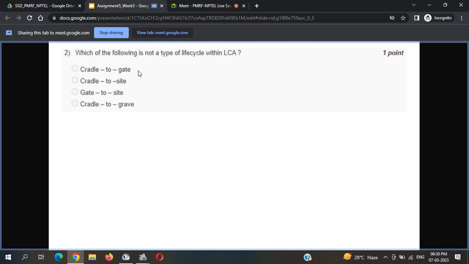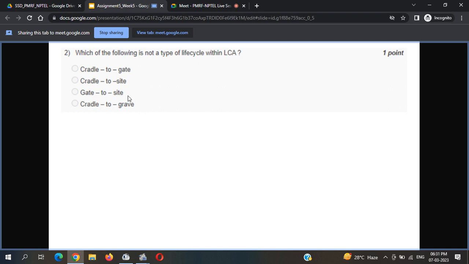So cradle to gate again is life cycle assessment from raw material extraction till the time the product is manufactured but is still within the gates of the factory. Cradle to site is from raw material extraction to the time when the end product has been transported either for retail or to be distributed to the end user. And cradle to grave is the whole life cycle of the product till the time the product is either a waste or it's available for recycling.